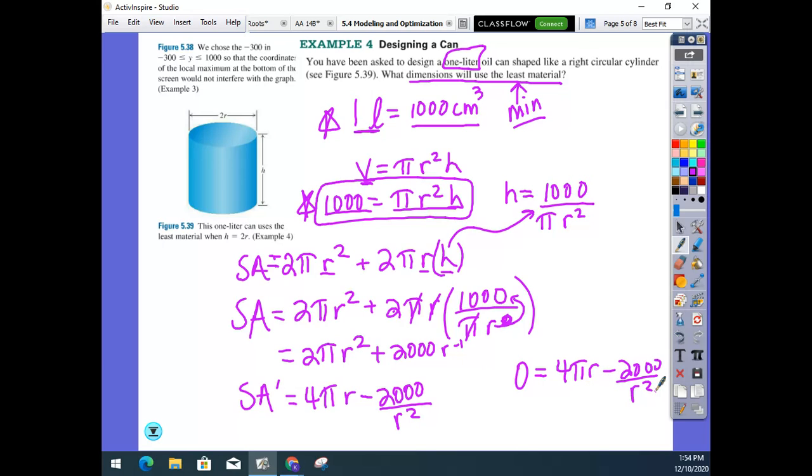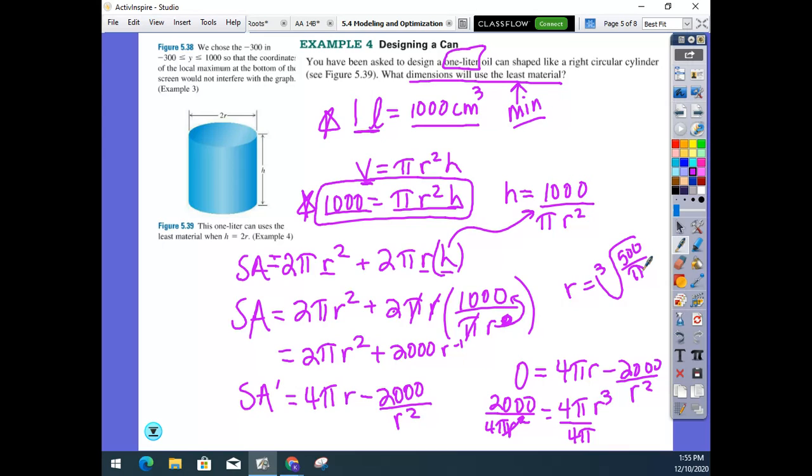And what we're going to do, I'm actually going to add this over. This is going to make this problem easier. And I'm going to multiply by r squared and make that r to the third. And I'm going to divide by 4 pi. So I get r to be the cube root of 500 over pi. So that's my radius value. That kind of sucks.